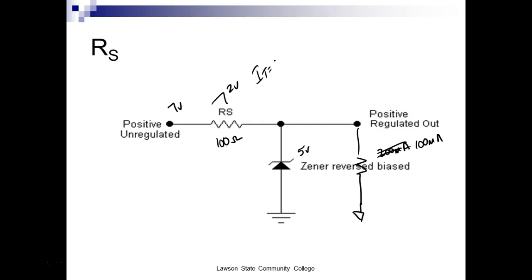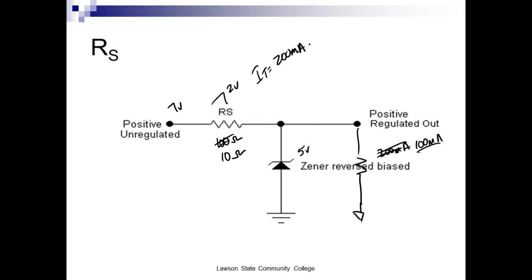Well, I know 1K would be, no, we got to make it smaller. Let's make this 10 ohms. We got to have more current than we got over here. So what would that be? Should be 200 milliamps, right? Okay, so 200 milliamps. My load needs 100 milliamps. I've got 200 milliamps through my resistor.